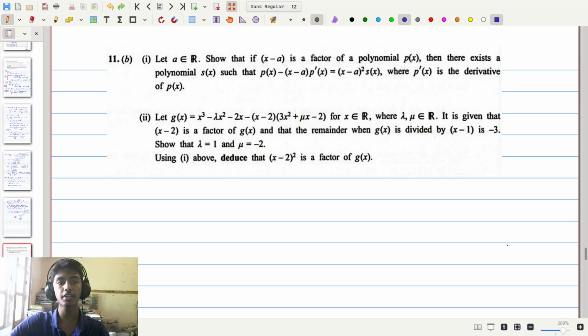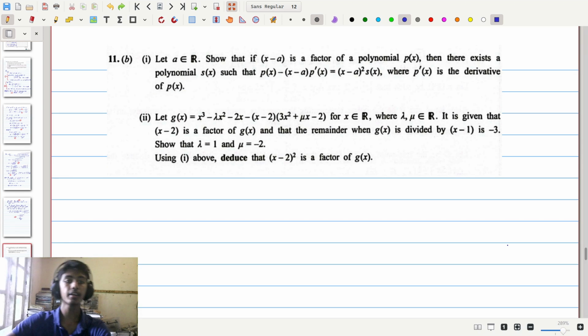The first part here says, let a be an element of the real numbers. Show that if x minus a is a factor of the polynomial p of x, then there exists a polynomial s of x such that p of x minus x minus a times p prime of x is equal to x minus a squared times s of x, where p prime of x is the derivative of p of x. So we need to prove that.